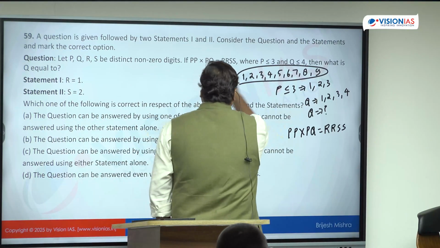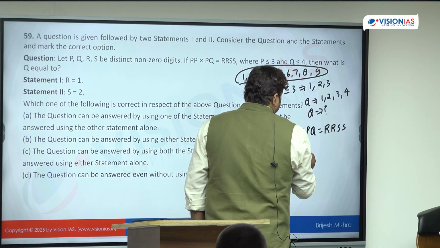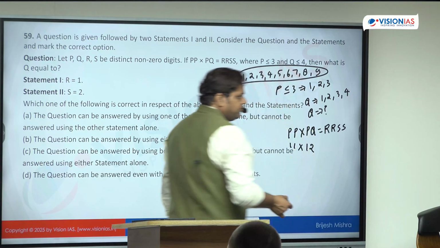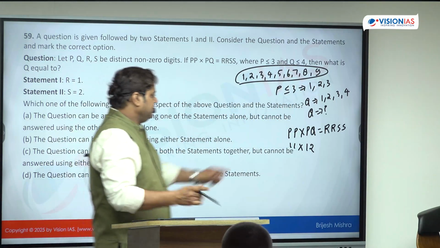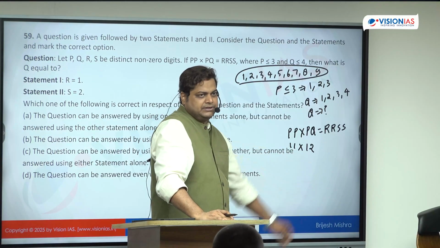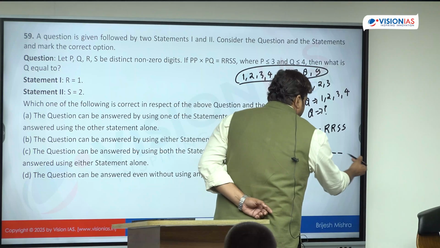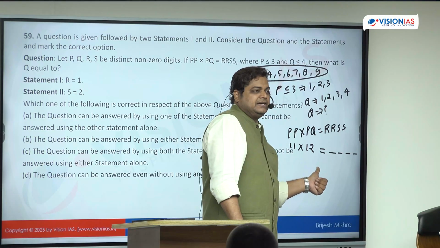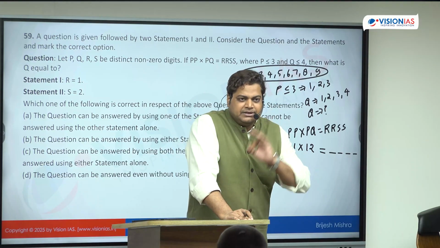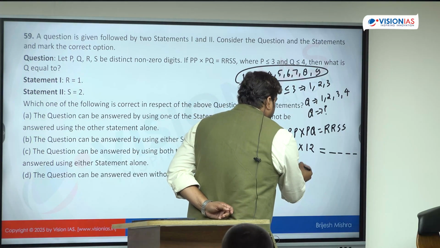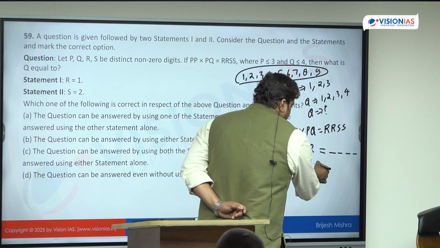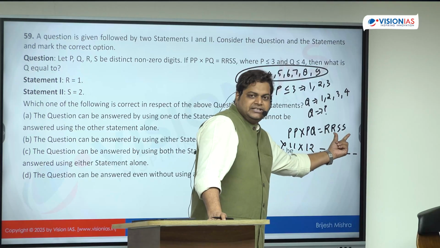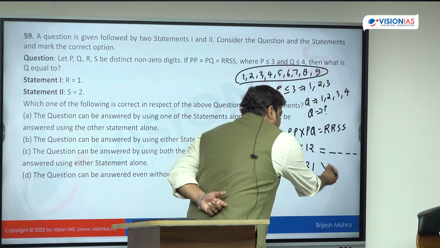So if we are taking this information PP into PQ, Q value can be 1. If I take 11 into 1, Q value can be 1 also. 1 we cannot take because they are distinct. So we are taking 2. It can be 11 into 12, 11 into 13, 11 into 14. But we need to get a 4-digit number, then only this is going to satisfy. If we take 11 into 12, 13, 14, we are going to get a 3-digit number. So this cannot be the case. If I take 22 into 21, am I getting a 4-digit number? Because this resultant value is a 4-digit number, RRSS. Here also we are not getting a 4-digit number.